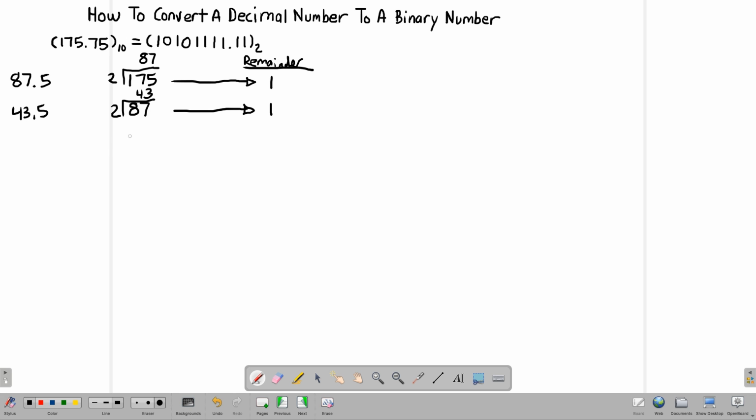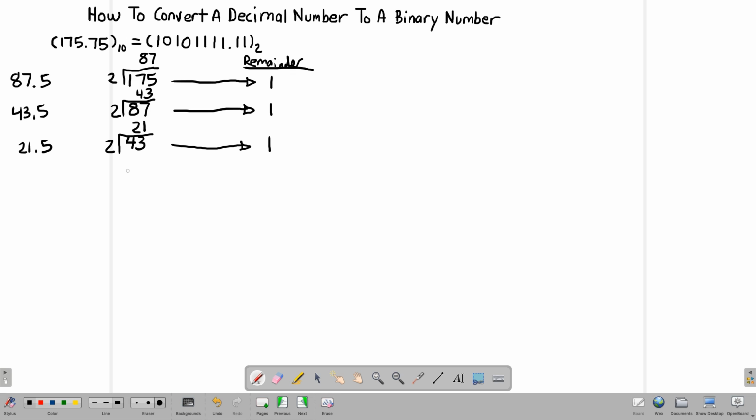All right, so the next number is 43. And we're going to divide 2 into 43, see what we get. We have a value of 21.5. So it says that 2 goes into 43 21 times. And since we have a decimal point there, that indicates that we have a remainder here. So we want to indicate that here. And so that's a 1.